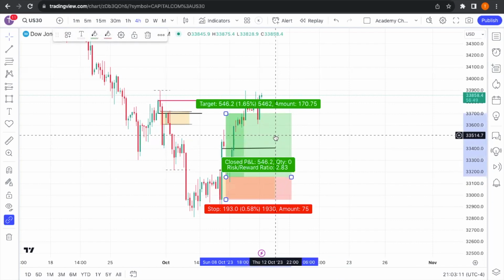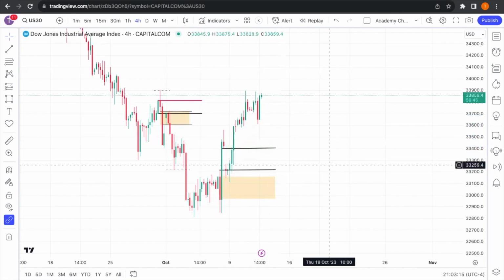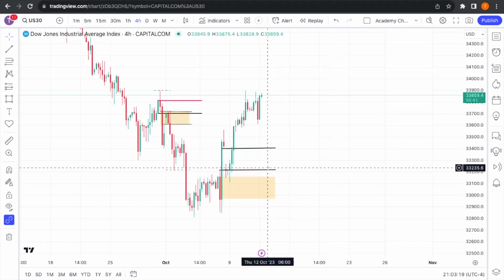So it is pretty powerful. You know, and sometimes you do miss trades. That's the downside of it. Sometimes you are going to miss part of those trades.